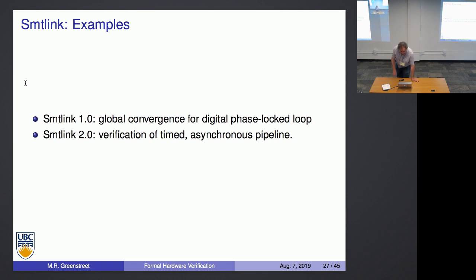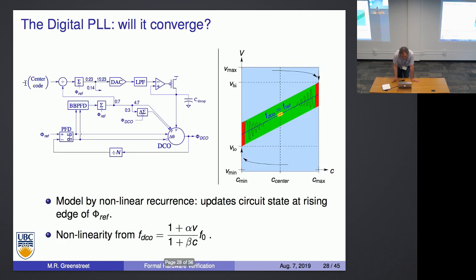So I'm going to do a couple of quick examples. Now we'll actually do hardware verification. This is that phase lock loop that I told you about. And the interesting thing about it is that you can take a look at the two main control inputs to this, which are called V and C.